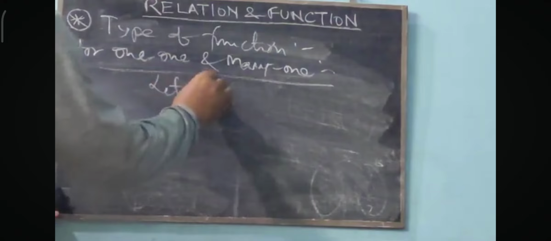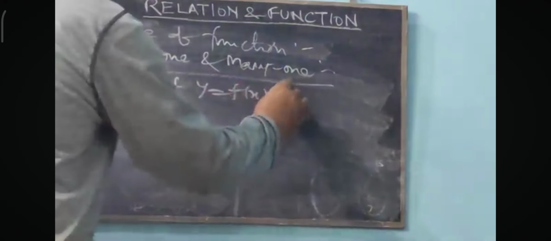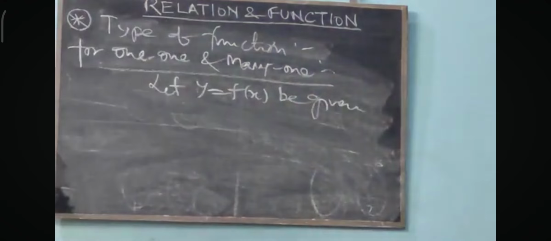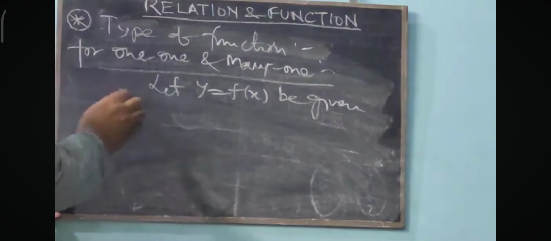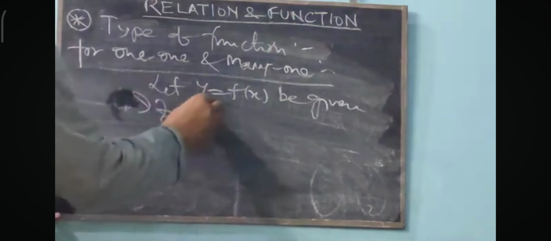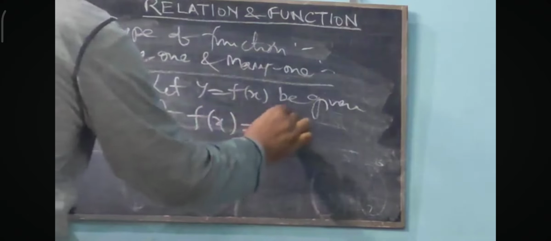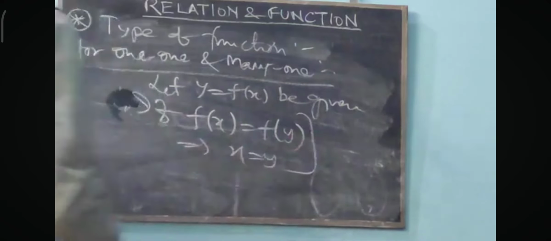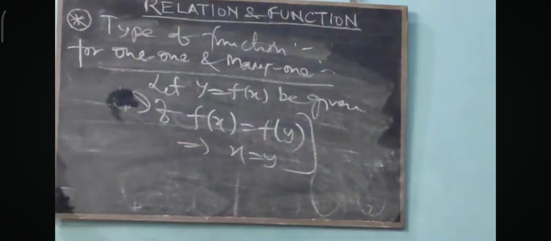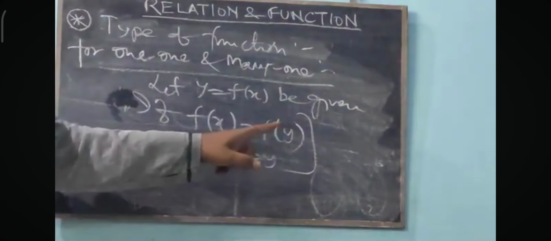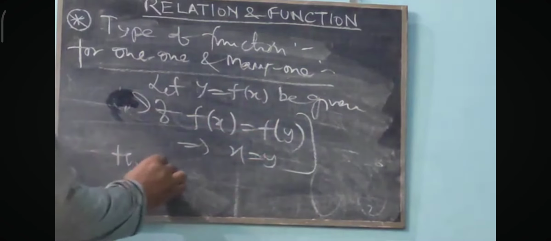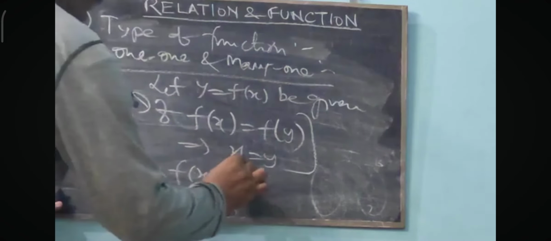Suppose the function is y equal to f(x), this would be given to you obviously, and you need to find its kind, which kind of function it is. Now its condition is, if f(x) equal to f(y) implies x is equal to y. We will proceed from f(x) equal to f(y), and later on if we get x equal to y, then we can say that f(x) is one-one.